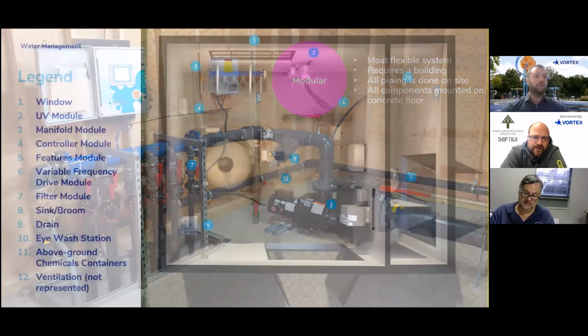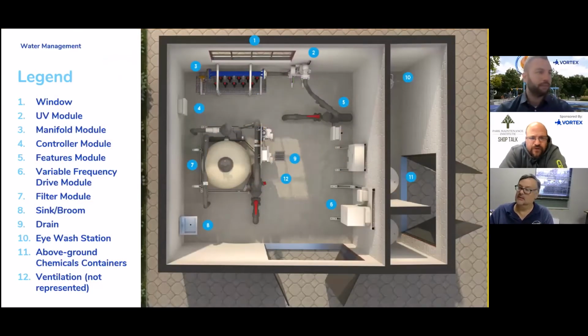Just to jump in quick, Mike. Now, yeah, this looks very similar to a pool house, like if you're working at a small municipal pool or something. Now, if you have a splash pad and a pool, would you need to have two separate housings, or would you be able to fit it all in the same area? You could have it all in the same area.